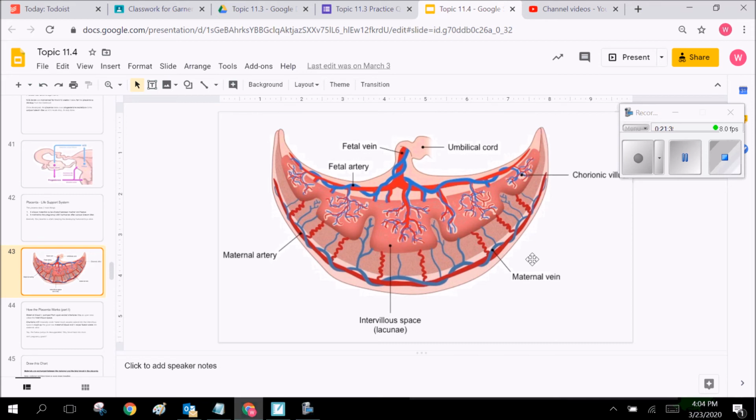The maternal vein will take any of the wastes from the mother back and reoxygenate everything, and the maternal artery will take all the nutrients, and it's just the opposite of the fetus. So same thing. Don't worry about it. Chorionic villi are going to be all the capillaries that are extending into the intervillous space in order to take up those nutrients when the bloods are passing materials back and forth to each other.